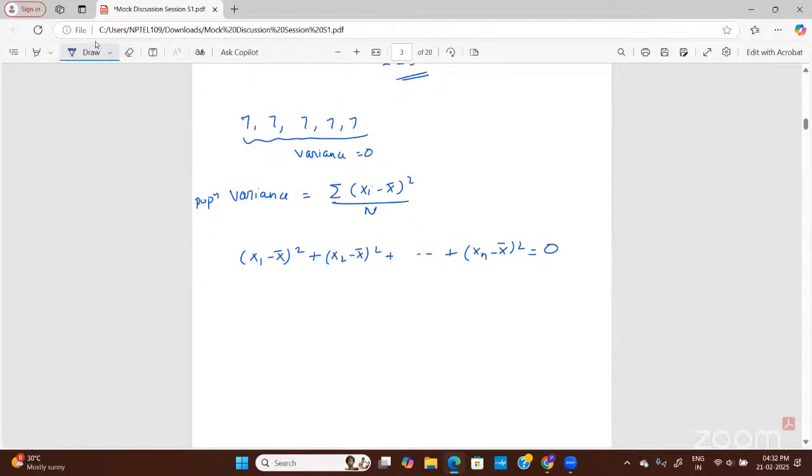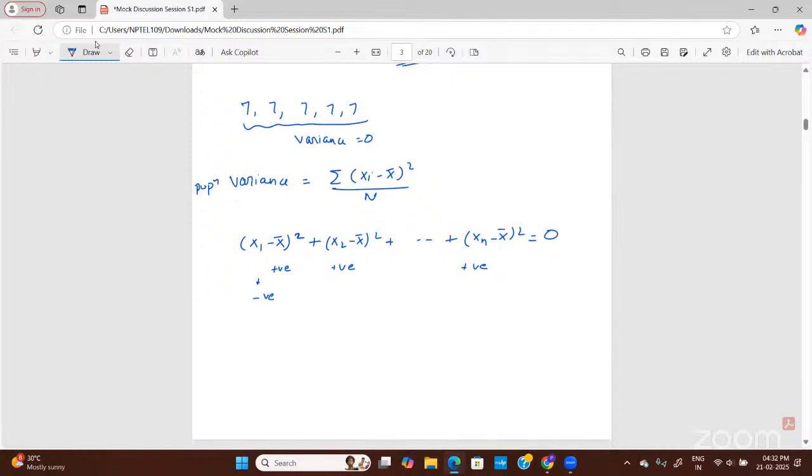And we know that if you are taking the squared terms, even if the deviation is negative, ultimately after squaring, it will be a positive value only, right? Always. All these squared deviations will be positive always. So it should be 0. If they all are 0, then only their summation will be 0, because the summation of non-zero positive values can never be equal to 0.